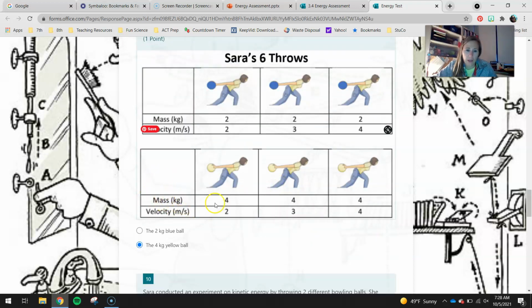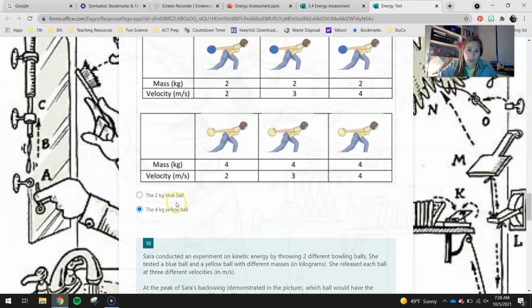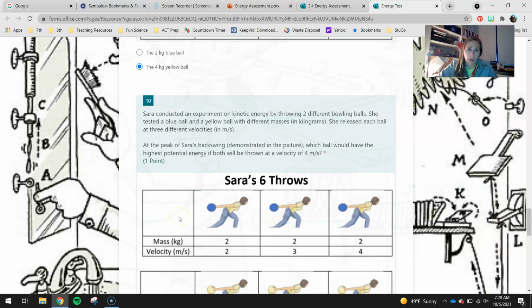Okay, the yellow ball on the other hand is 4 kilograms, and she threw it at 3 different velocities, so 2, 3, and 4 meters per second. So your first question asks you, which ball will have the greatest kinetic energy if both are thrown at 2 meters per second? So your 2 options are the 2 kilogram blue ball or the 4 kilogram yellow ball.